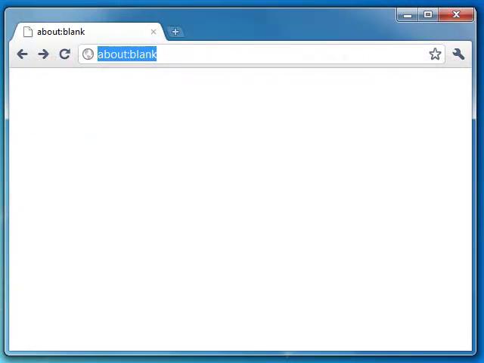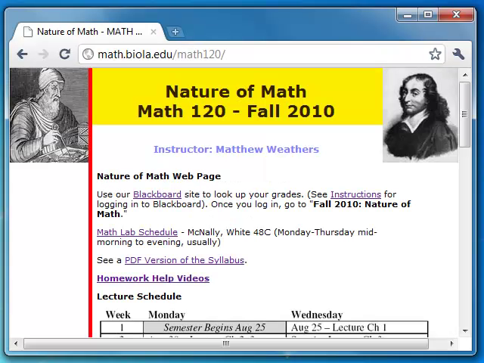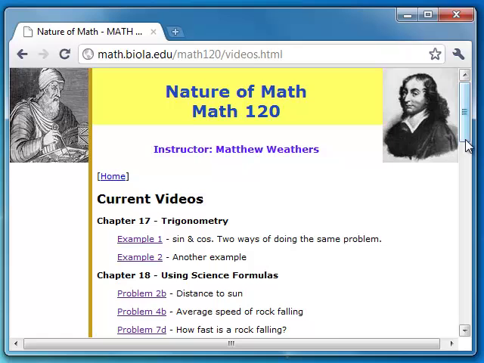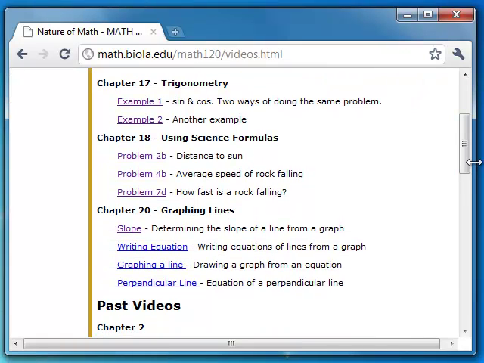Remember that there are sample questions at the end of the course pack, and also that you can go to the class webpage at math.biola.edu/math120, and there are homework help videos there that will give you some examples of how to do some of the problems from chapters 17, 18, and 20.